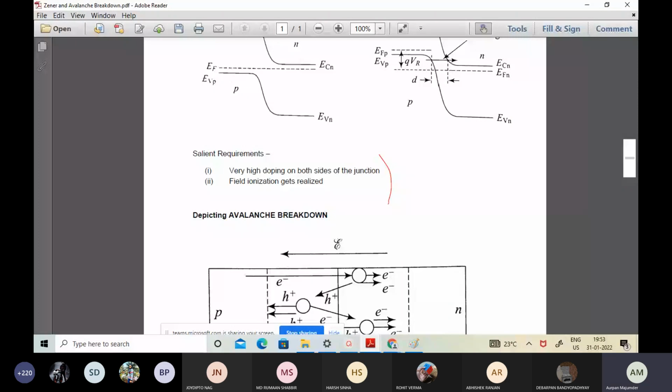Above 10 to the power 15 at least. So very high doping on both sides of the junction is an essential requirement. And the second thing is this: field ionization gets realized in Zener.